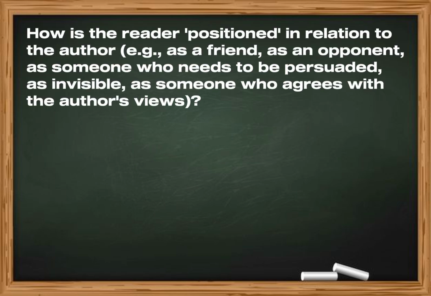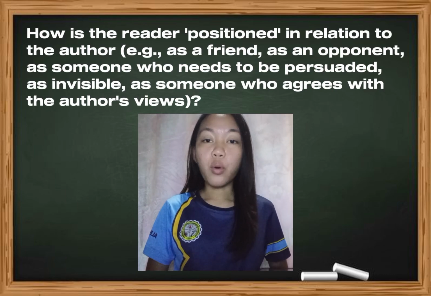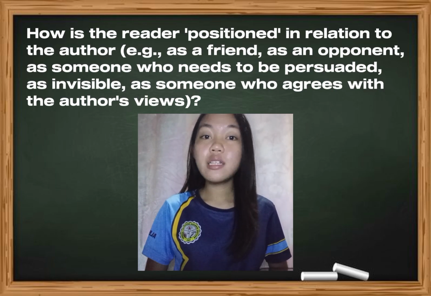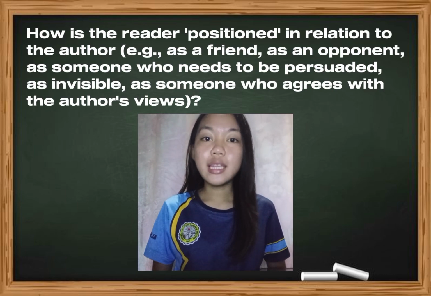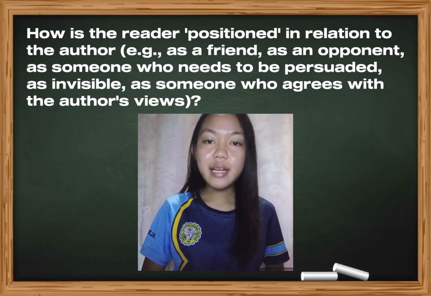How is the reader positioned in relation to the author? For example, as a friend, as an opponent, as someone who needs to be persuaded, as invisible, or as someone who agrees with the author's views. This explores the relationship between the author and the reader and how the author attempts to influence the reader's perspectives.